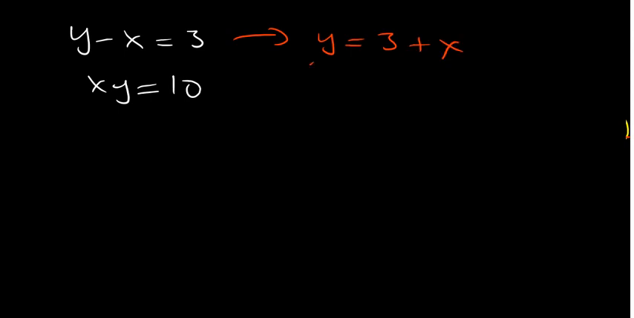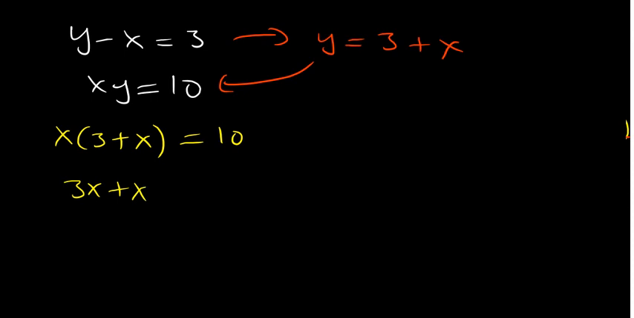And then substitute. So we have x times y, where y is 3 plus x, being equal to 10. Then we have 3x plus x squared equal to 10. I can have x squared plus 3x. I've just rearranged them and then add a negative 10 on both sides, so we have a negative 10 on the left. So we equally have a quadratic function here.